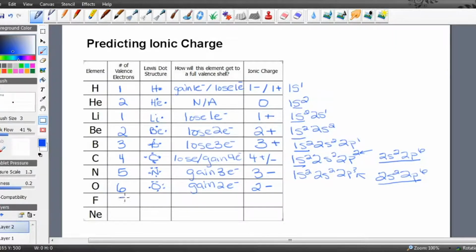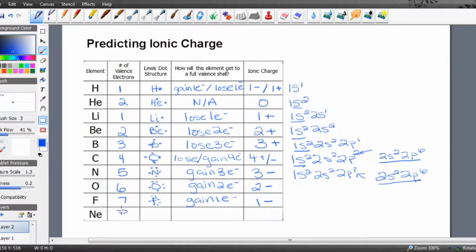Fluorine in group 7. 7 valence electrons. 1, 2, 3, 4, 5, 6, 7. What's easier, losing 7 or gaining 1? Fluorine and all of the other halogens will gain 1 electron and make a 1- charge.